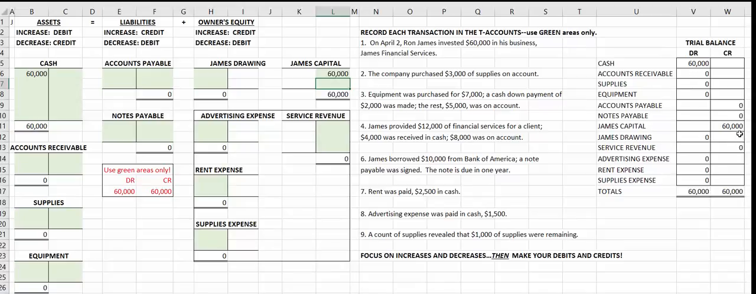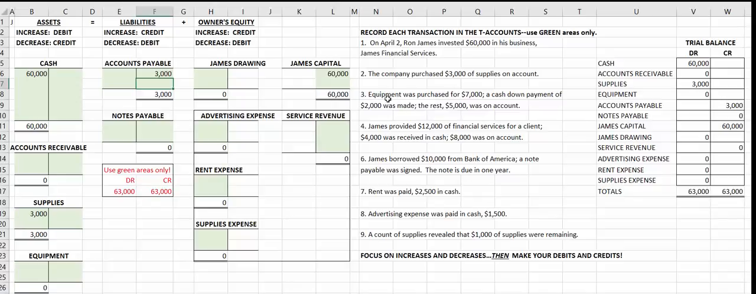Transaction 2, the company purchased $3,000 of supplies on account. Supplies goes up. An increase in an asset is made with a debit. We're buying these on account. This is an account payable in the amount of $3,000. Notice that when a liability increases, we make a credit.